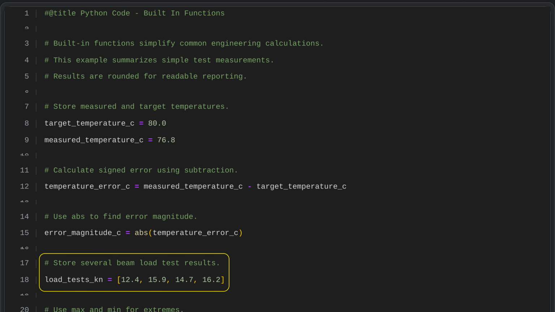Beam load test results are stored as a list of load values in kilonewtons. This makes it easy to analyze the data by finding key values such as the maximum, minimum, and average load.